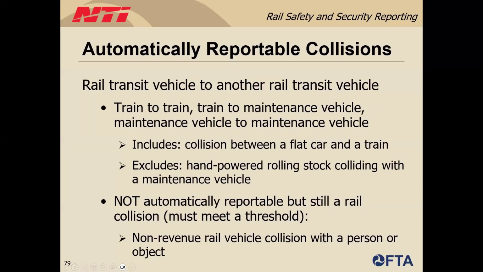Rail-to-rail vehicle collisions are automatically reportable regardless, including any configuration of 2 or more revenue or non-revenue vehicles. Again, we reiterate that, for example, a collision between a flat car and a train would meet the rail-to-rail collision threshold. Also, hand-powered rolling stock are not considered vehicles. So in this example, it would not be considered a rail-to-rail collision, but may still be reportable if it meets a threshold. The same would be true for a non-revenue vehicle colliding with a person or an object.